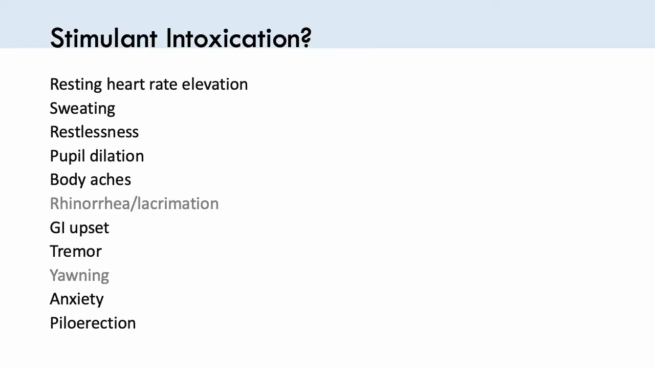Now let's take a look at the syndrome of stimulant intoxication, another mainly sympathetically mediated state. You don't typically see yawning or rhinorrhea, but otherwise it's very similar to opioid withdrawal. Getting a careful history of the timing of substances will be critically important in telling these apart, and the patient will almost always be able to clarify for you which one they're experiencing.